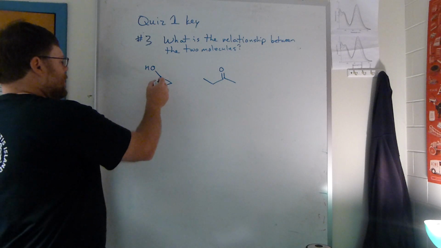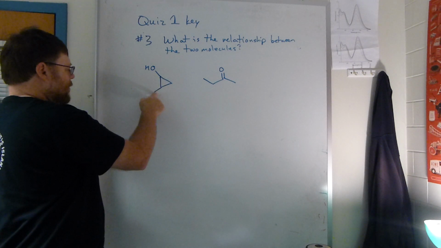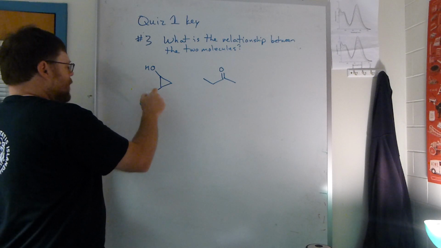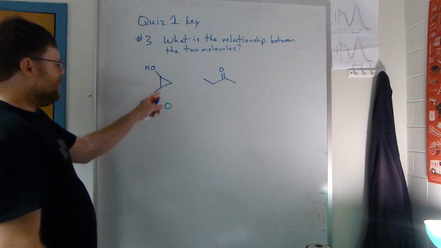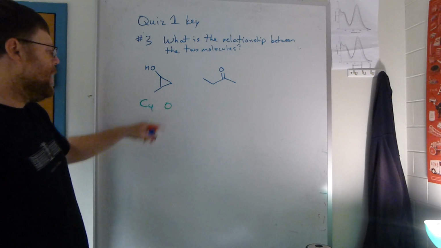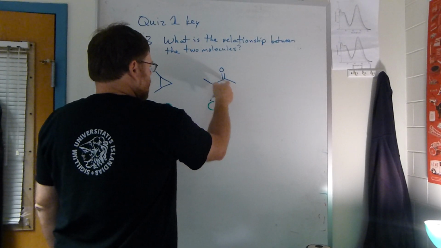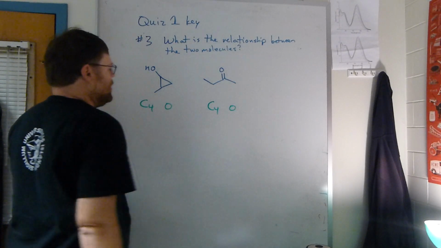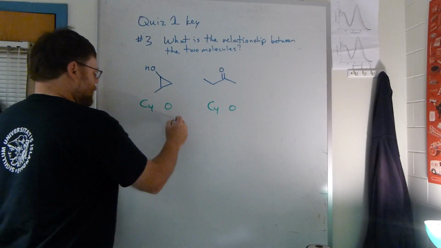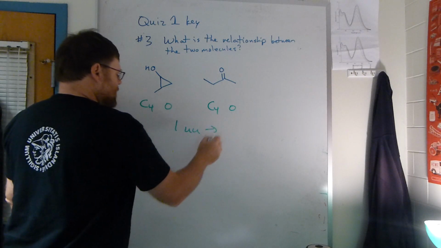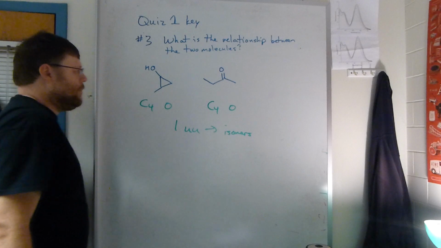Do a molecular formula. You've got 4 carbons of the cyclopropane on the left. 1, 2, 3, 4. C4. We've got 1 oxygen. And there's 1 unit of unsaturation. Okay? Over on the right, C4. 1, 2, 3, 4. 1 oxygen and 1 unit of unsaturation in the pi bond. So this is going to tell you that they're isomers of some sort. They have the same molecular formula.